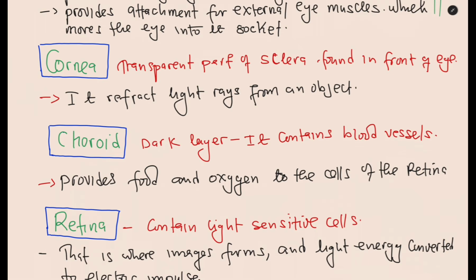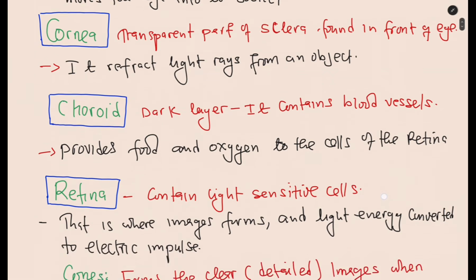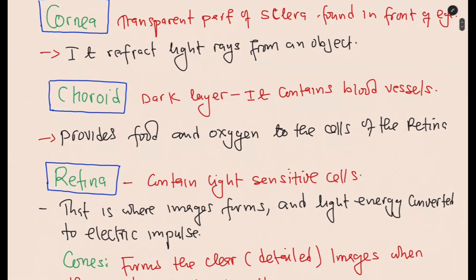Let us look at the retina. One thing you should know about the retina is that it contains light sensitive cells, and this is where the image forms. The light energy is converted into electric impulse before it is transmitted to the visual center in the brain, as we are going to look at with the optic nerves.